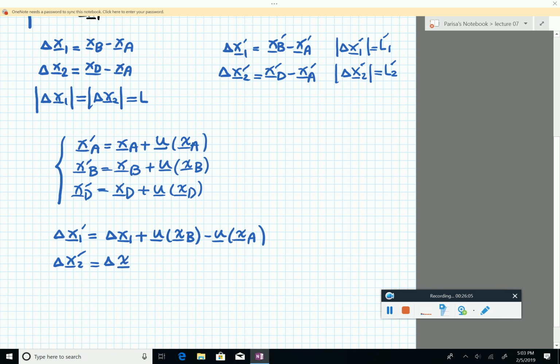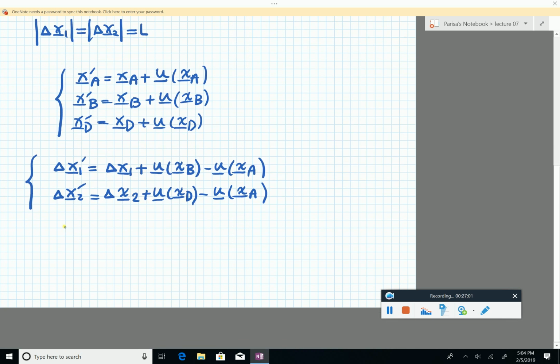You will see that these equations are pretty important. So here we have what is basically saying that the change between the two vectors, delta x1 prime and delta x1, if you look at the reference and deformed configuration, that difference is equal to the difference between the displacement vectors at xb and xa. So that's what it is saying.